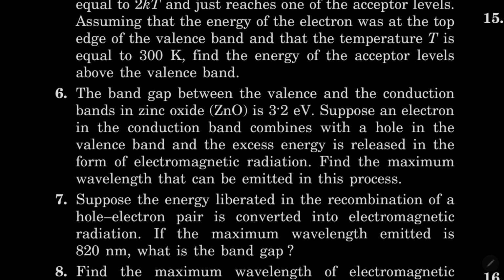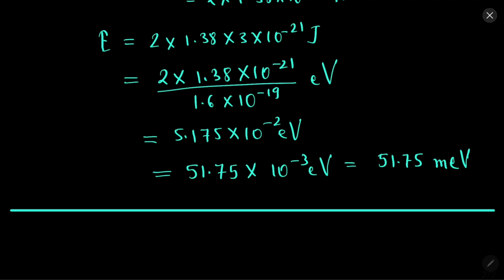In question 6, the band gap between the valence band and conduction band in ZnO is 3.2 eV. Suppose an electron in the conduction band combines with a hole in the valence band and excess energy is released in the form of EM radiation. We need to find the maximum wavelength that can be emitted in this process. So the sixth question. So the energy gap is given, 3.2 eV. It is quite simple now.